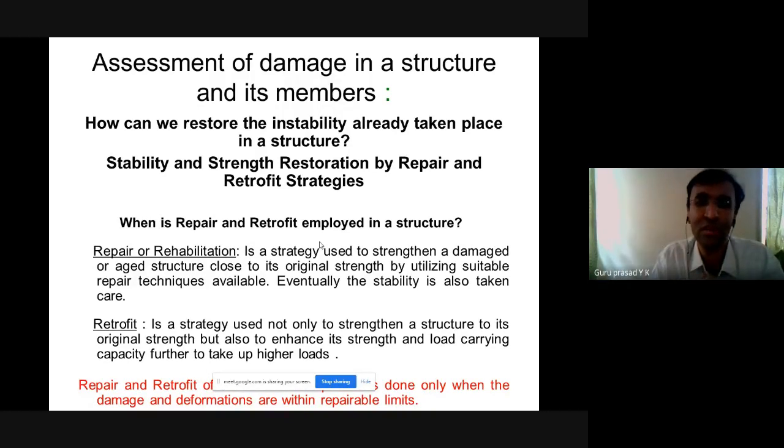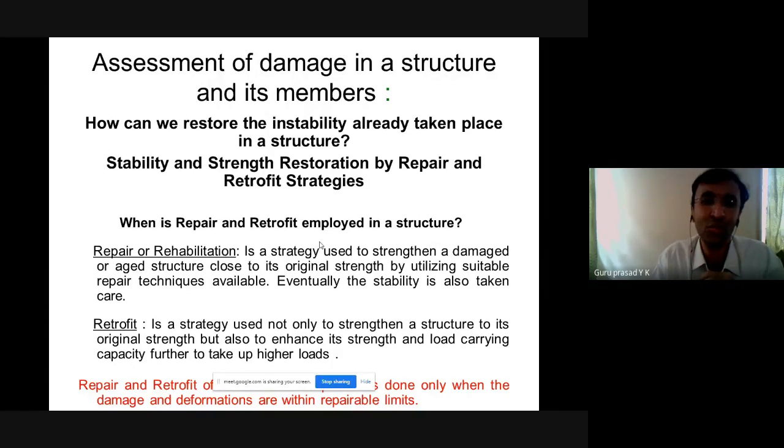Basically, what is repair or rehabilitation? It is a strategy which is used to strengthen a damaged structural component or a structure to bring it back to its original strength. Like M40 concrete has come to M30 due to casting errors. That guy has put more water at the site, so it has come to M30. So what happens? The concrete column which has been cast with such a concrete will have lower load carrying capacity, so there is a probability it can develop cracks.